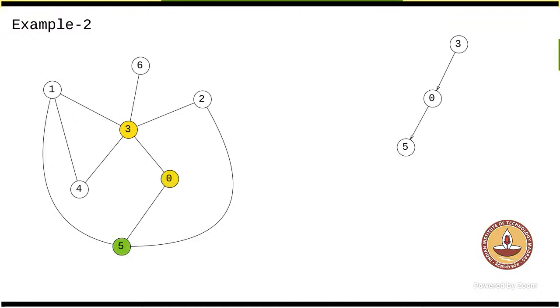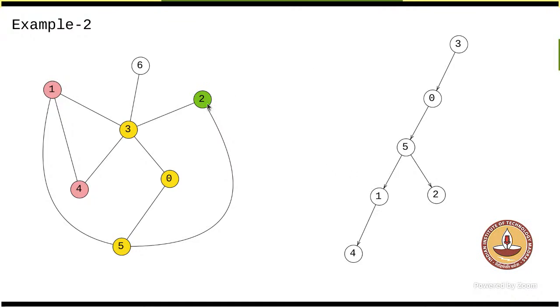From 0 to 5. Then 5 to 1. Then 1 to 4. Then go back to 1, go back to 5. Then 5 to 2. Go back again to 5. Then again 0.